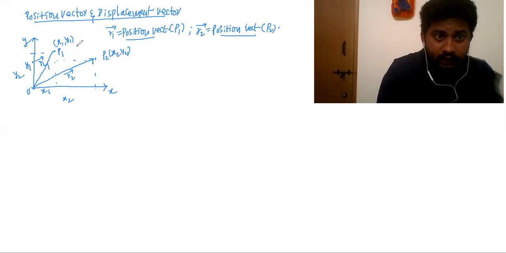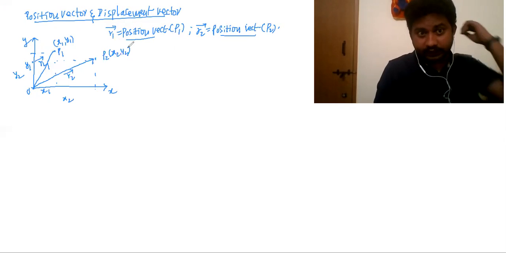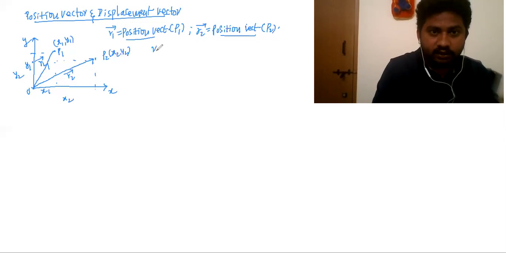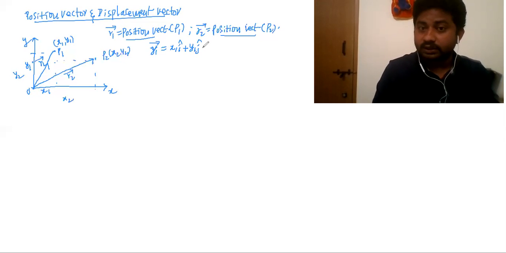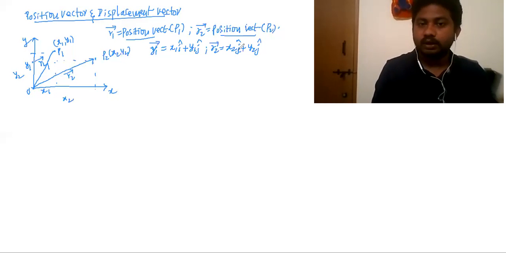Now, look at the interesting thing here. This R1 bar will have its own rectangular components. So let me write here, R1 bar is equal to x1 I cap plus y1 j cap. The same can be written for the position vector R2 bar. What is the component along the x-axis? So R2 bar is x2 I cap plus y2 j cap. So these are the R1 bar and R2 bar positions.